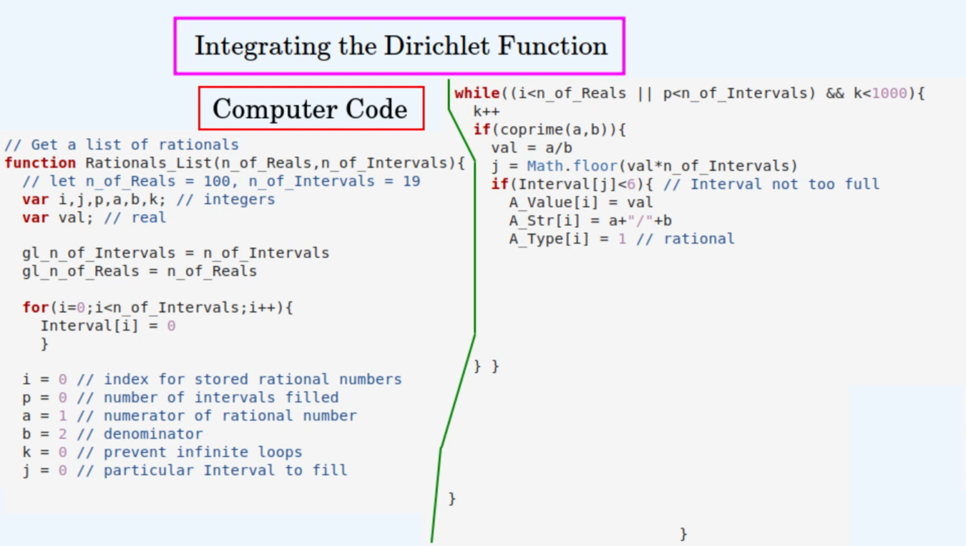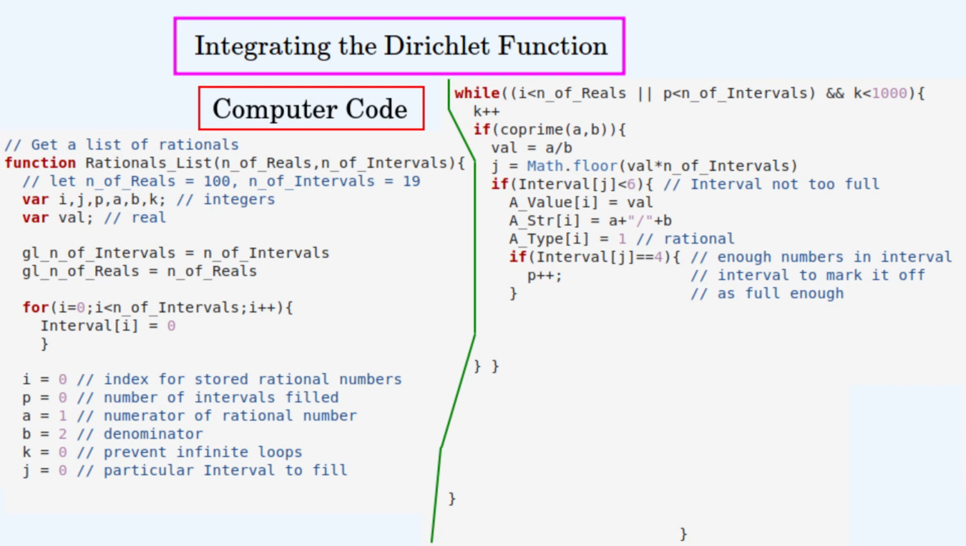Then we'll store the type of number it is, that is, as a rational. And if there are more than a certain amount of rationals in this interval, then we'll increment the amount of intervals that have enough rational numbers in them. We'll also increment the number of rationals found in this interval. And we'll store the location of this interval in this number's interval attribute. We'll increment this index variable to make this function able to store the next real number.